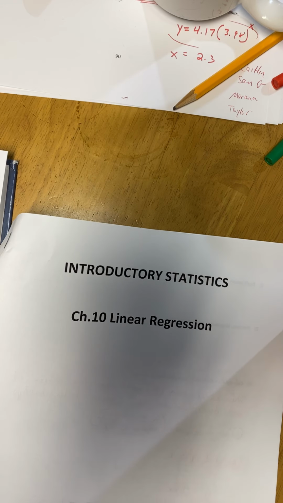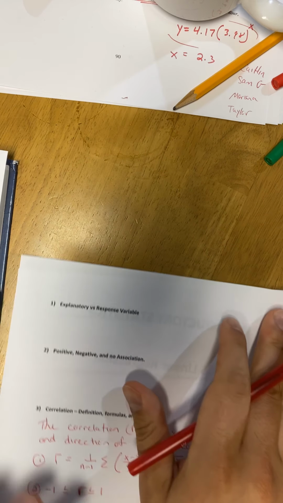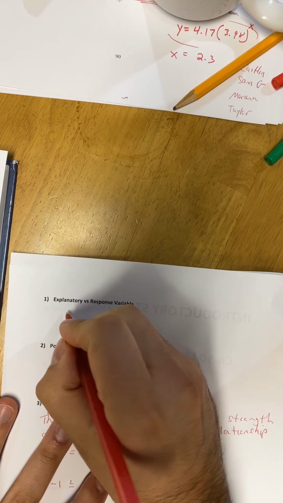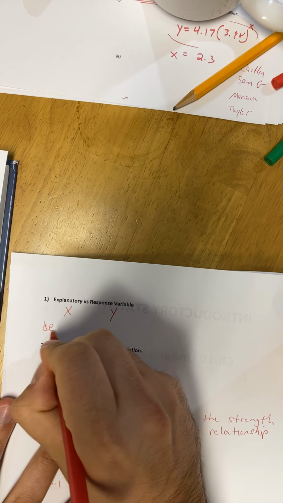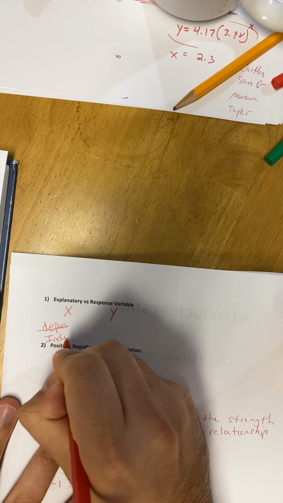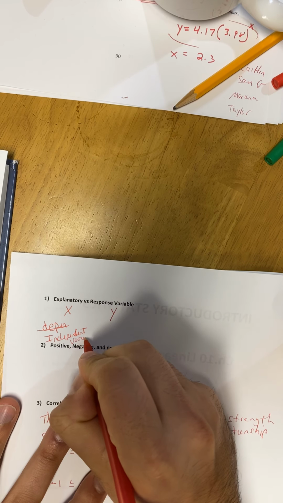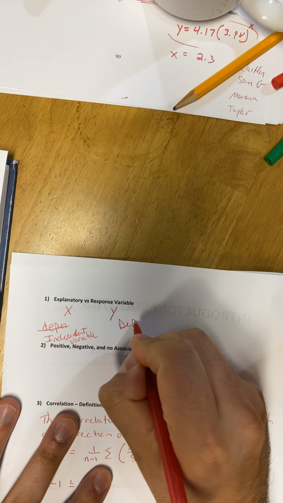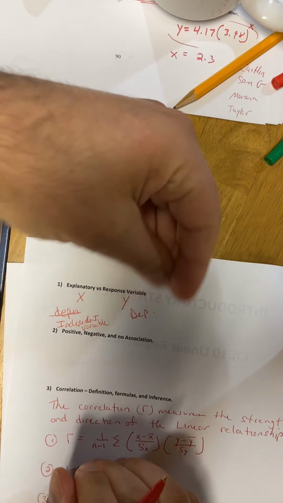Okay, we're not having a final exam, but I am going to quickly teach Chapter 10, which is linear regression. All right, explanatory and response variable. Explanatory is like the x, response would be like the y, or this would be the independent variable, and this would be the dependent variable. Y depends on x. X is explaining the response in y.